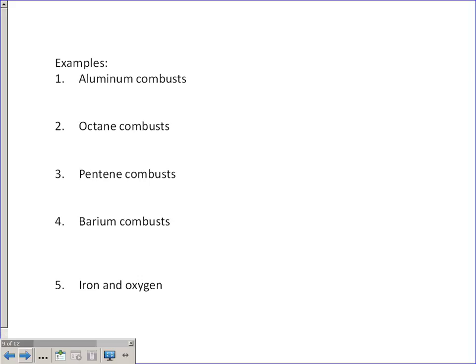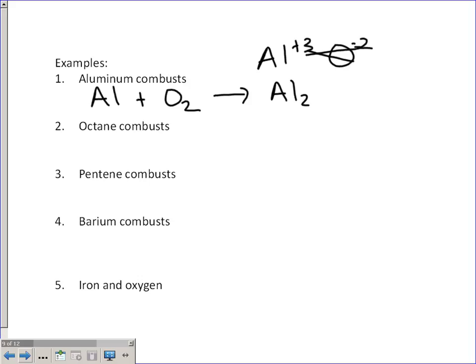So let's practice these. Aluminum, Al. Al is a metal. Al plus O2. Remember that one of the reactants in every combustion reaction will always be oxygen. And that's going to form a metal oxide. Well, aluminum has a +3 charge. Oxygen has a -2 charge. So when I crisscross those, I end up with Al2O3.